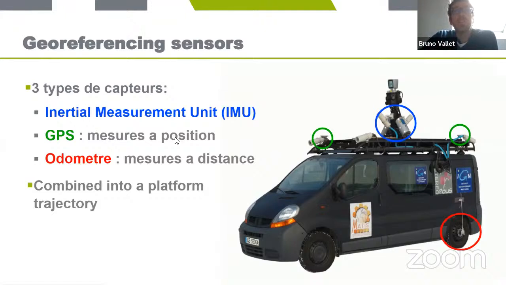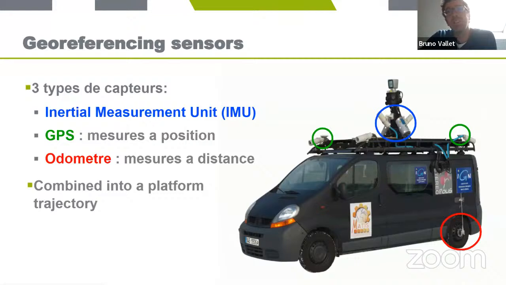Here I'm illustrating this on this vehicle that we call Stereopolis, that we've had at IGN for over 10 years, and that was the basic platform for producing mobile mapping data for research. So here are the three types of sensors. Here we have the inertial measurement unit in blue, the GPS in green. We had two GPS on this platform, and we also had an odometer that measured very precisely the distance that the vehicle moved. And so all these georeferencing sensors produce information that is going to be combined into a precise trajectory of this platform.